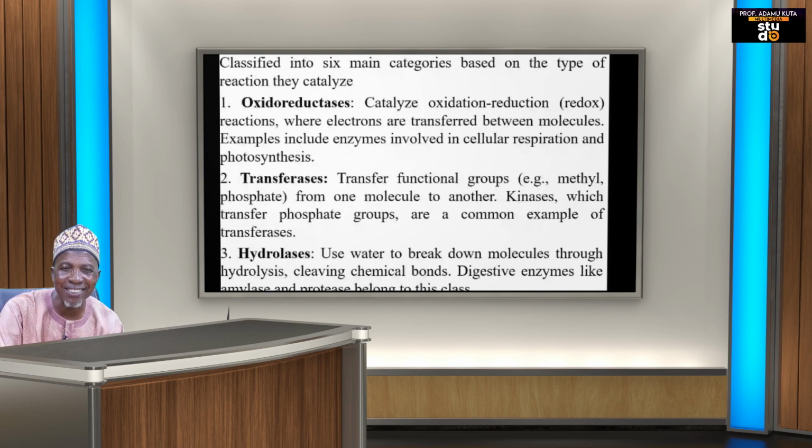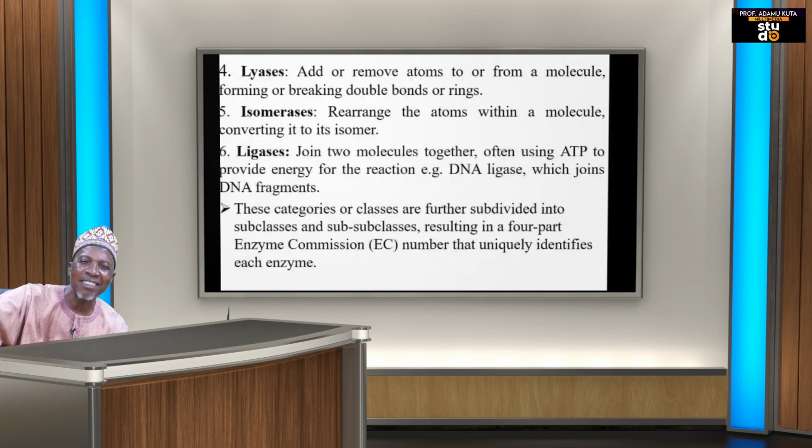The 4th class are the lyases, also derived from lysis. When they add or remove atoms to or from a molecule, they form or break a double bond. So when they add to a molecule, they break a double bond. When they remove an atom from a molecule, they create a double bond. So lyases are generally enzymes that create double bonds or break double bonds into single bonds.